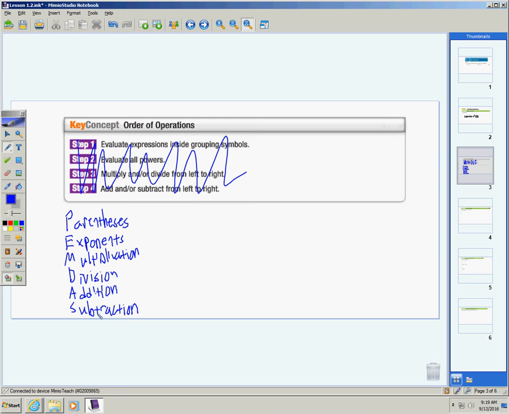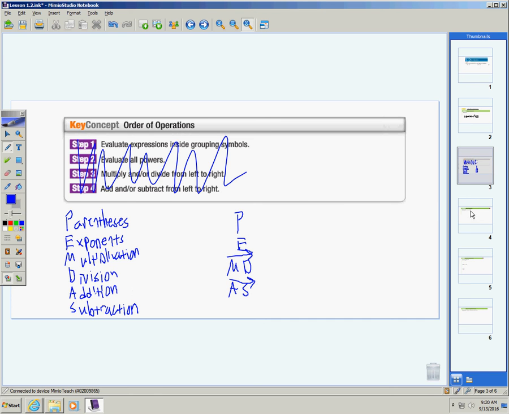Okay, this was one way to write it. You may have also seen it written like this. Okay, because multiplication and division, you can do those at the same time, you just do them from left to right. Same thing with addition and subtraction. But hopefully this is a review for you. You should know what PEMDAS is.